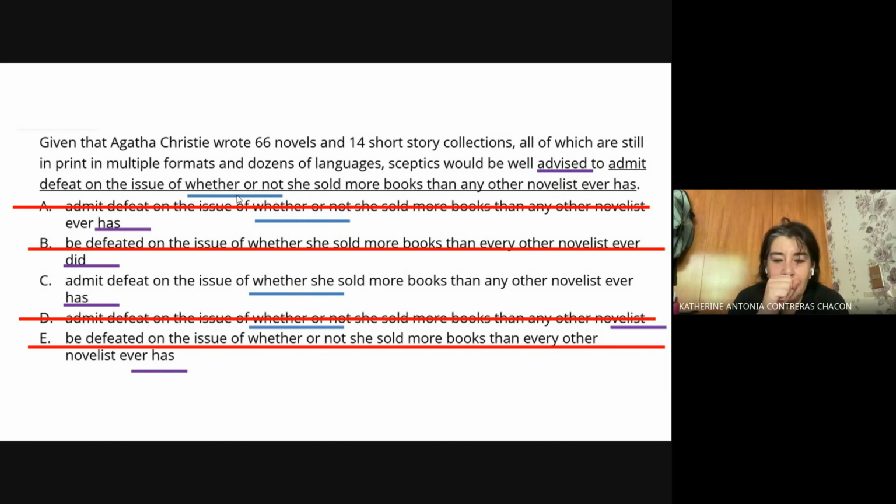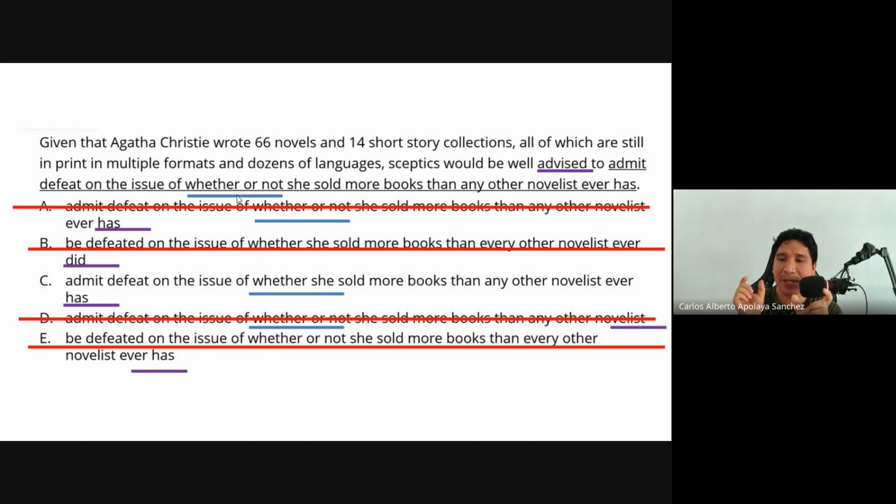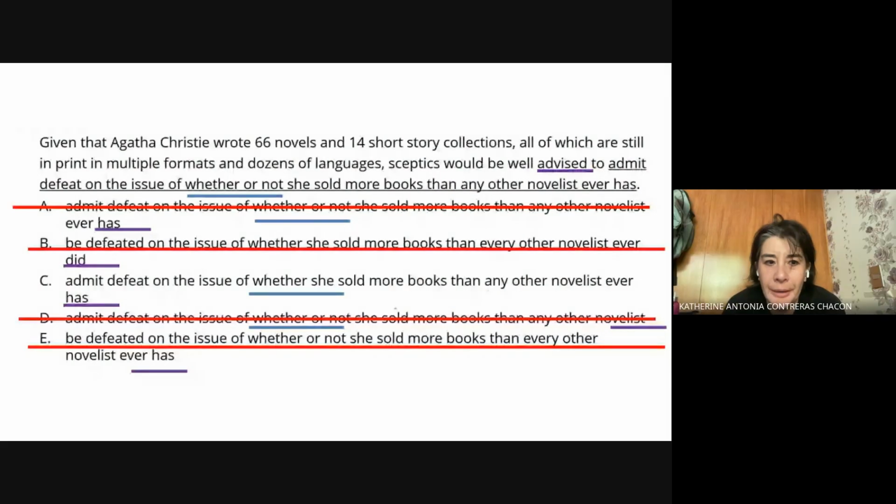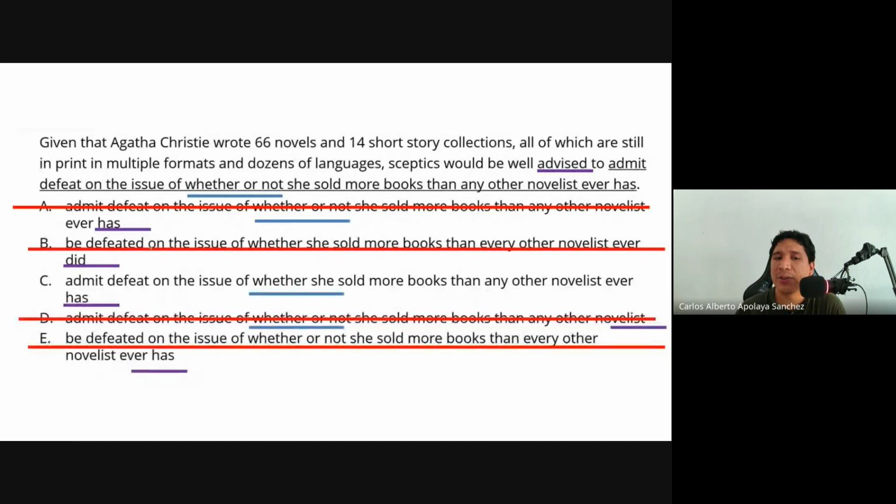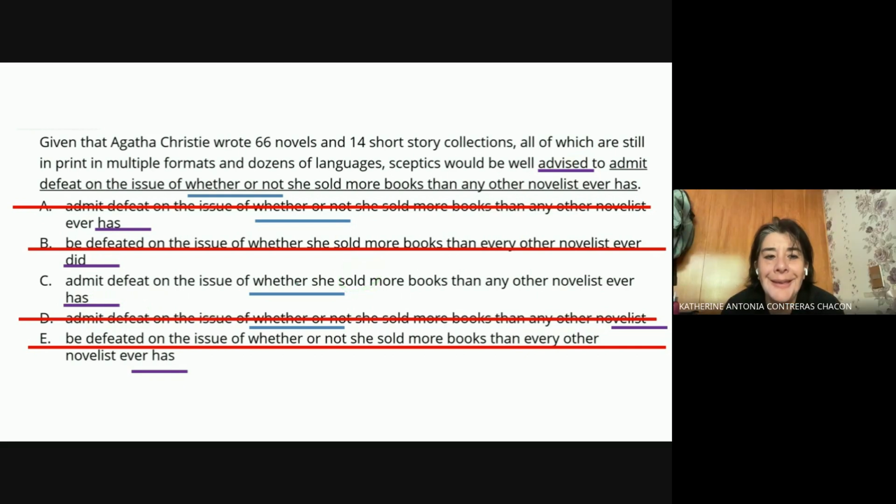Remember that sometimes when we have the same verb, we can omit it. This is why in this part we omit the verb in letter D, because it is the same. You can say any other novelist has sold, but we have sold here and we have sold here. It is redundant.